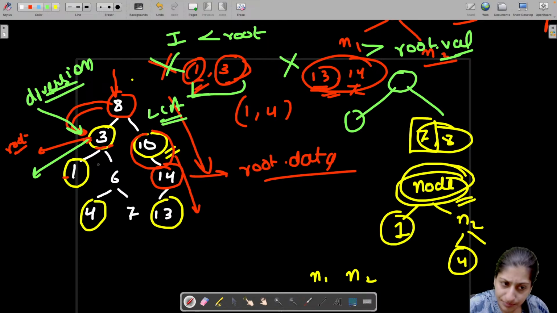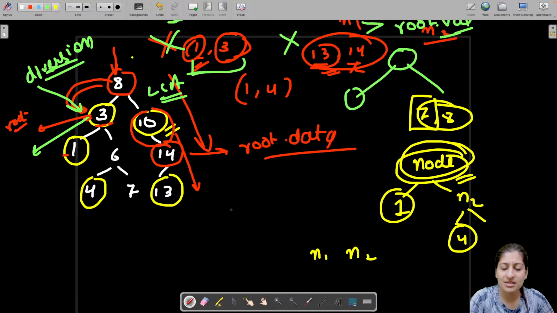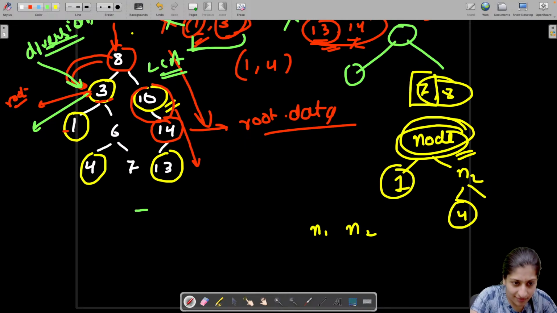The reason being, if I try to check, I will not find any other node which will be the lowest ancestor of both of them. Got it? So that is all about it. So basically we have divided it into two parts in my recursion call. In my first call, first I will write the base case.